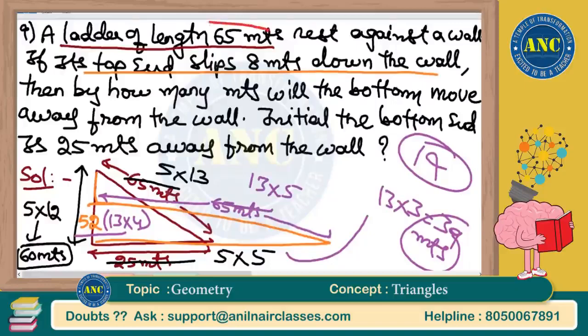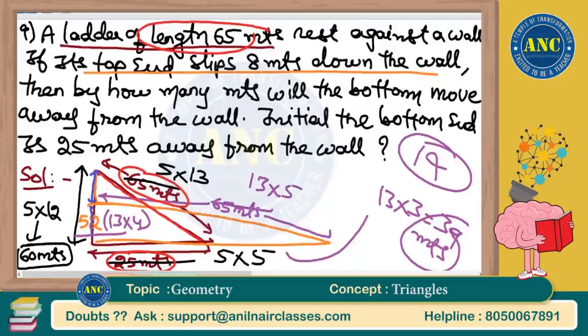Second time, sir. A ladder of length 65 meters is resting against a wall. If its top end slips 8 meters down the wall, by how many meters will the bottom move away from the wall? Initially, the bottom end is 25 meters. This is 25 meters. This is 65. 5 13s are 65. 5 5s are 25. These are nothing but 5 12s are 60. So it is 8 meters down the wall. 8 meters down is 52.